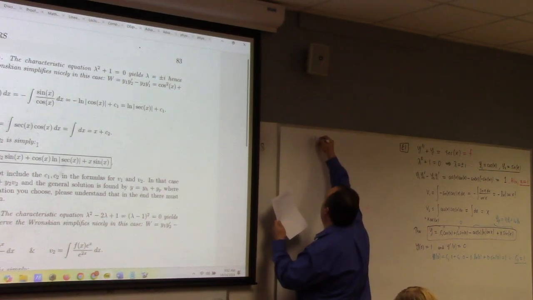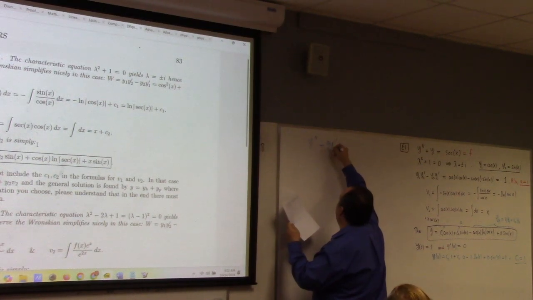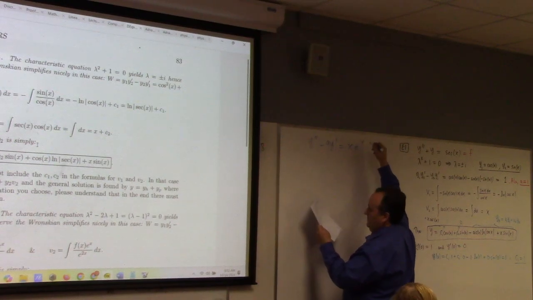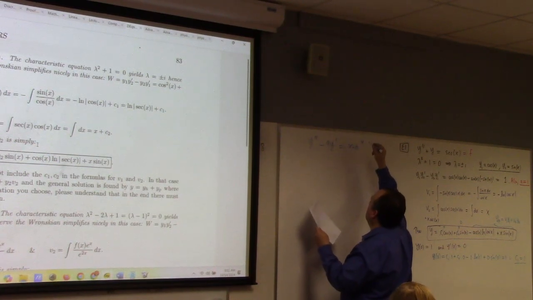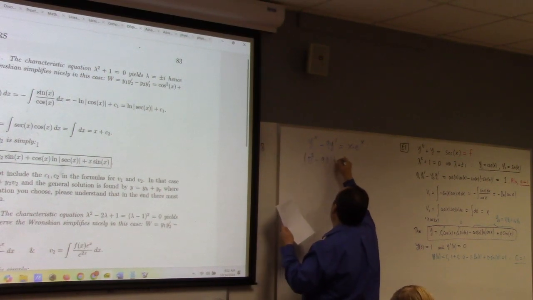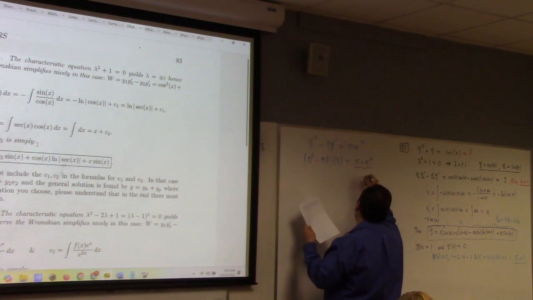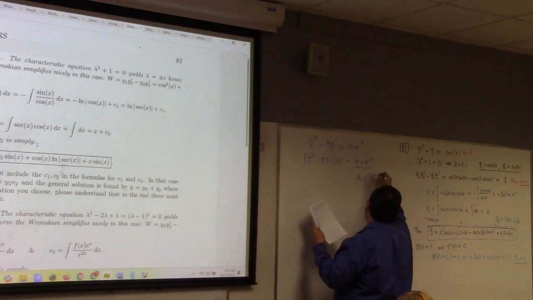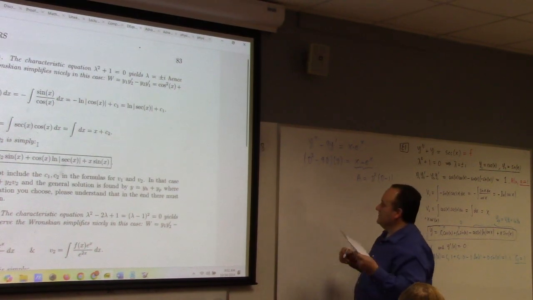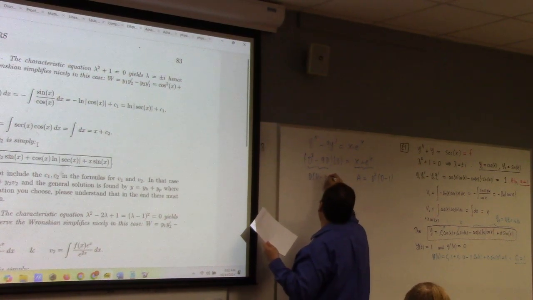y'' minus 9y' equals x e to the x. Oh, plus e to the x. That's kind of different, isn't it? So I've got D squared minus 9D acting on y equal to x plus e to the x. I can make my annihilator D squared, which kills the x, and then D minus 1 kills the e to the x. This factors as D times D minus 9.